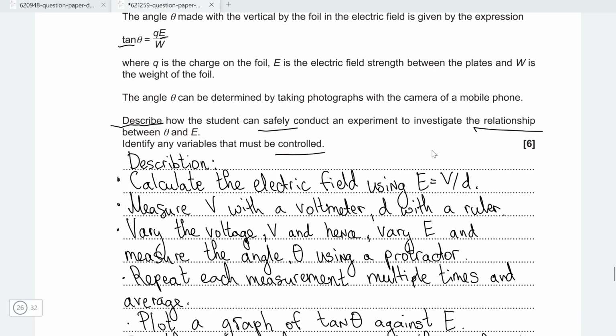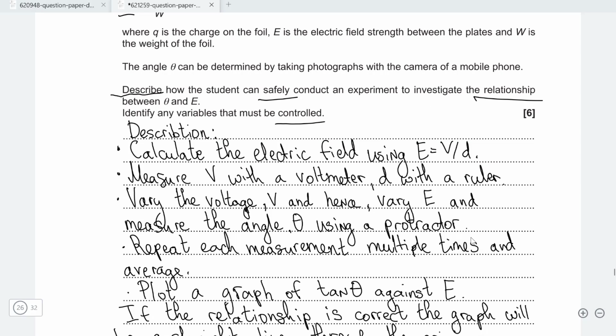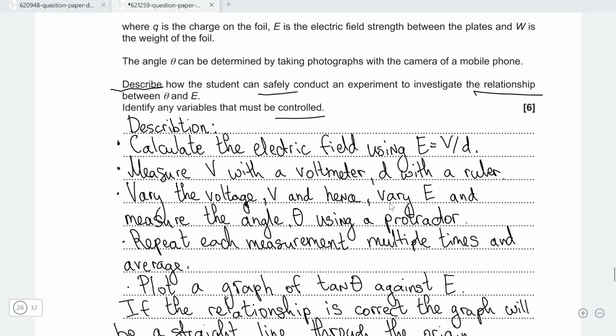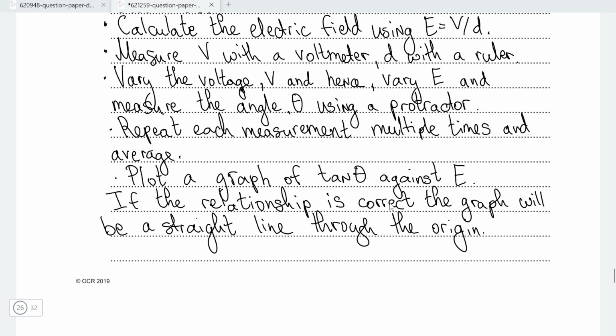Really importantly, we're going to repeat each measurement multiple times. So multiple times for V, multiple times for D, and multiple times we're going to measure the angle, and we're going to take averages. So in our table, we're going to have our first measurements of V, second measurement of V, then V average, etc. for all the variables. We're going to plot a graph of tan theta against E.